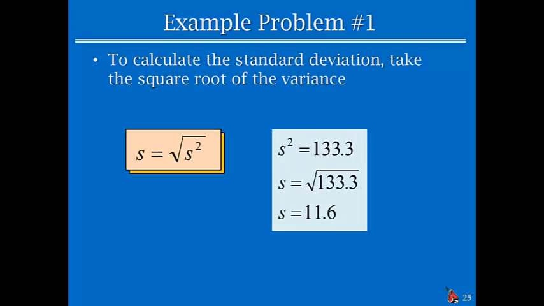To calculate the standard deviation, we need to remember the relationship between standard deviation and variance. And of course, the standard deviation is equal to the square root of the variance. So since we know our variance is 133.3, all we have to do is take the square root of that value, and that will give us our standard deviation. In this example, the answer is 11.6.